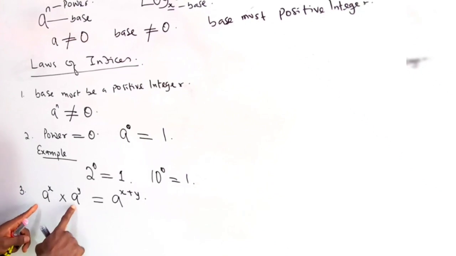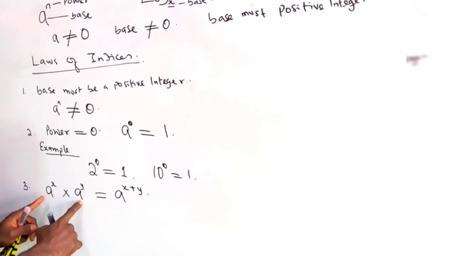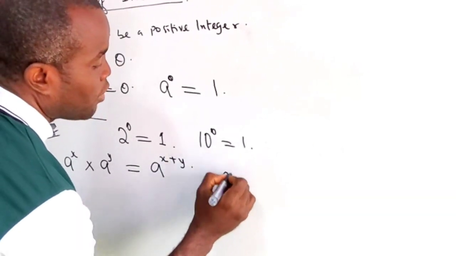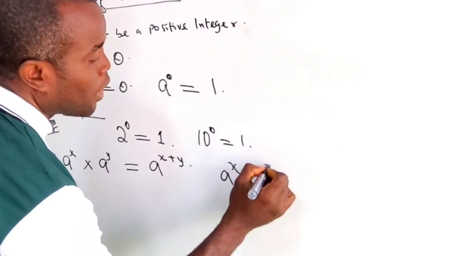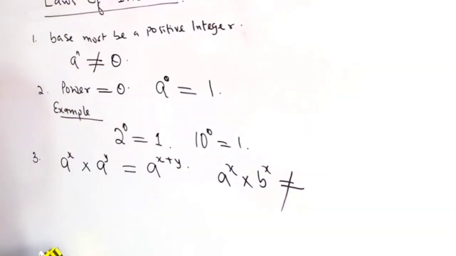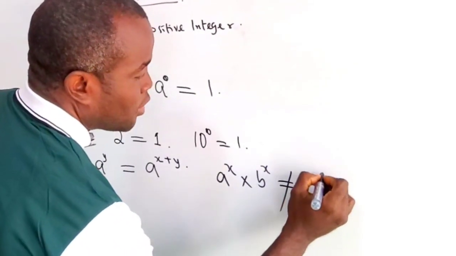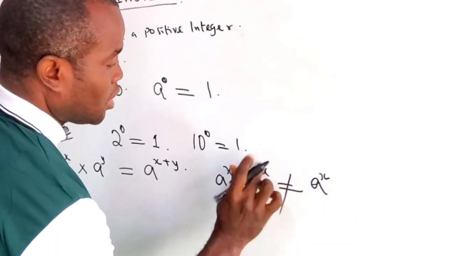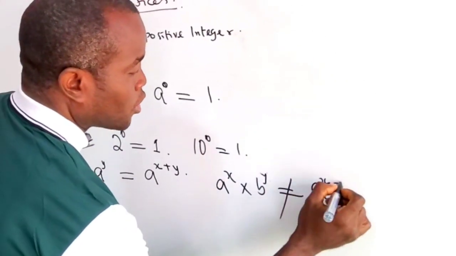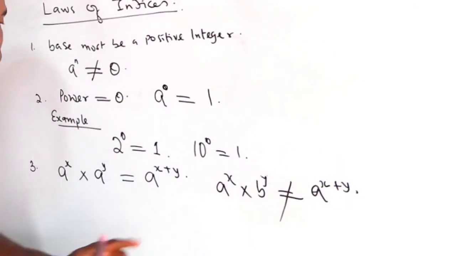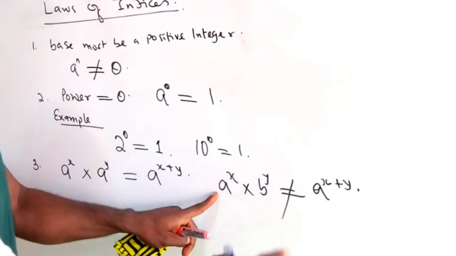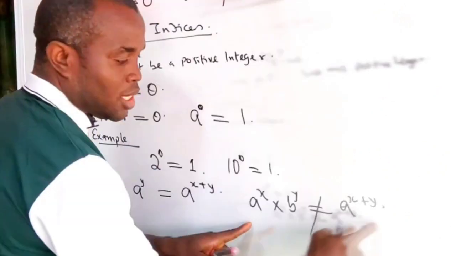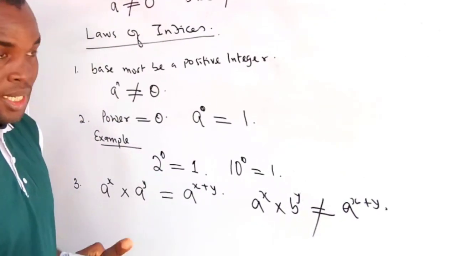Note something, the base must be the same thing. So that means that you cannot have a raised to power x multiplied by b raised to power y and think this can be a raised to power x plus y, because the bases are not the same thing. Note, this is always the base and that is the power. So this cannot be the same thing.